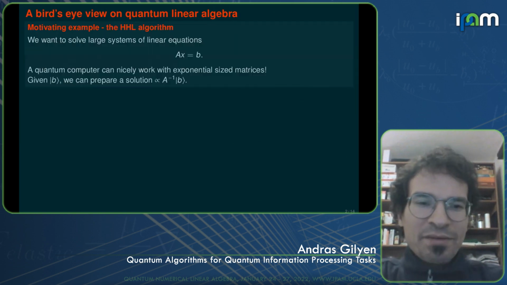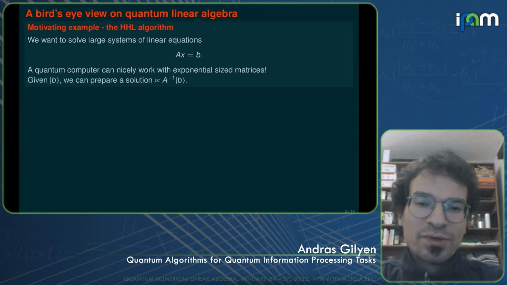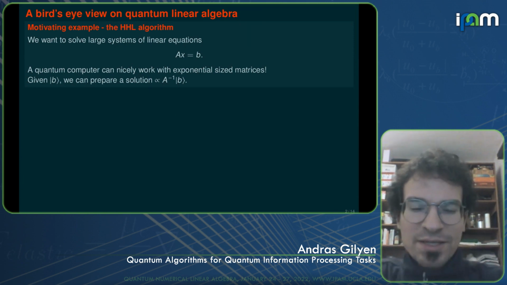So I guess everyone in the audience is familiar with the HHL algorithm. Just let me recall it. We want to solve some large system of linear equations, Ax = b, and we want to leverage that a quantum computer can nicely work with an exponential size matrix. And if we are given the vector b as a quantum state, then using the HHL algorithm, we can prepare a solution that's again a quantum state, which is proportional to the solution vector x, which is A inverse b.